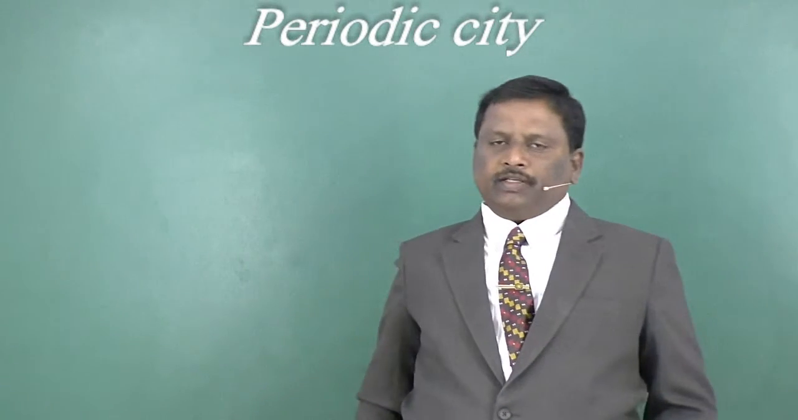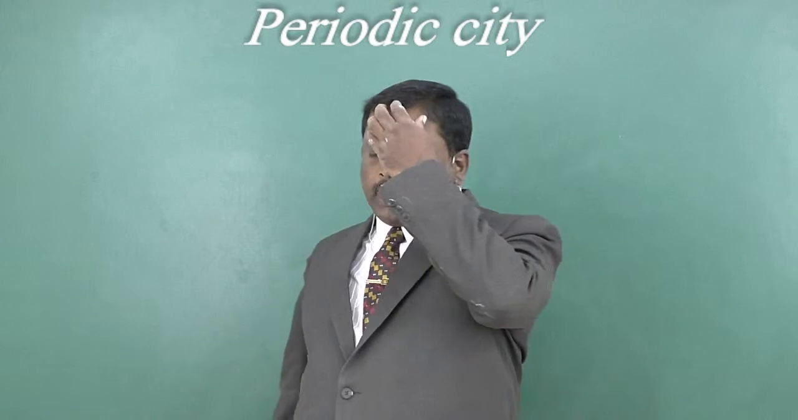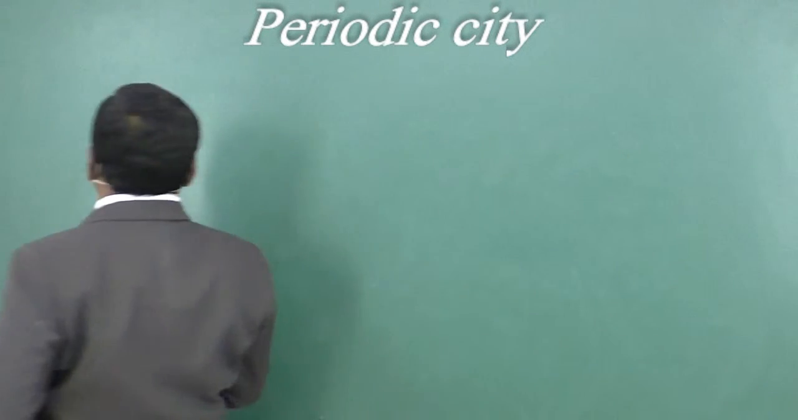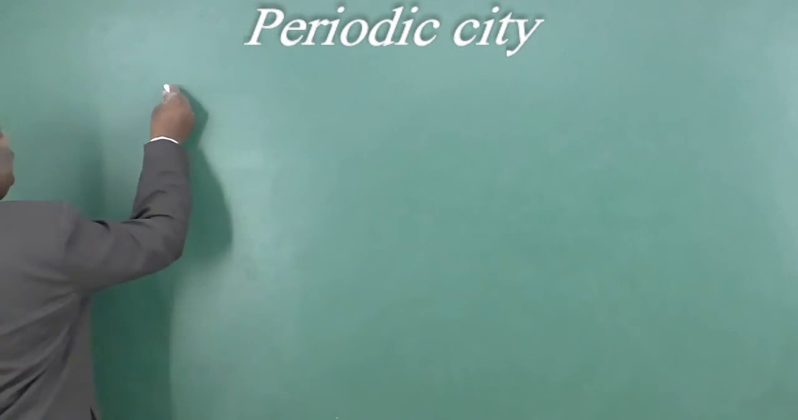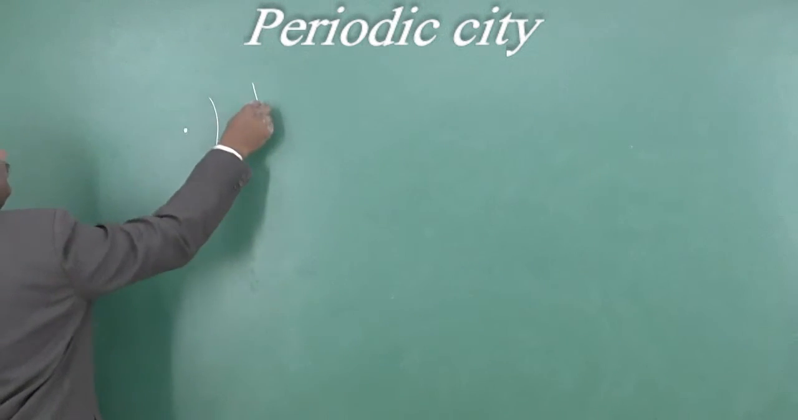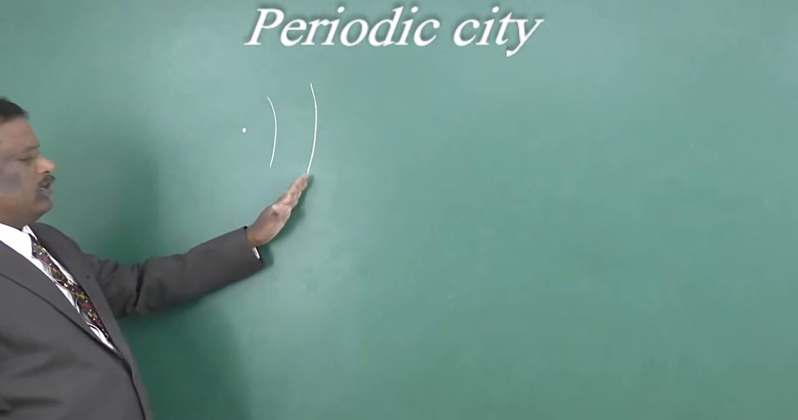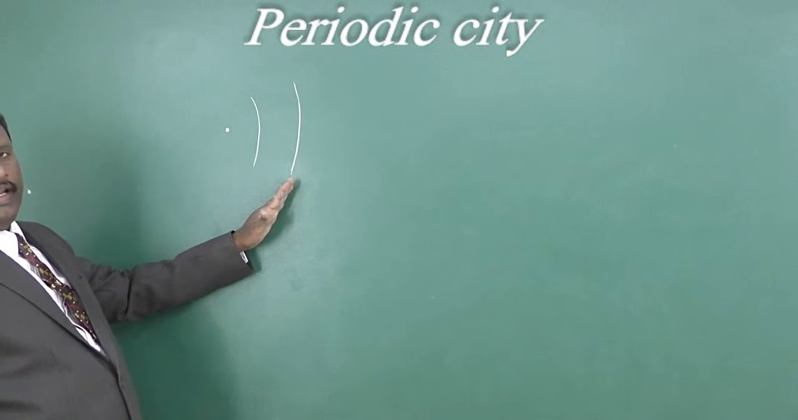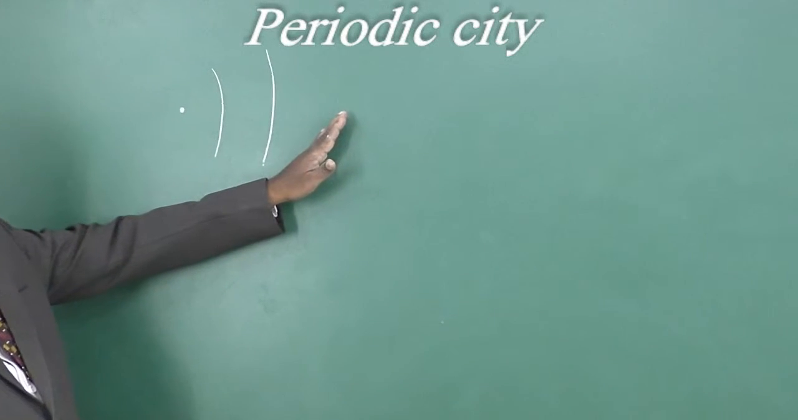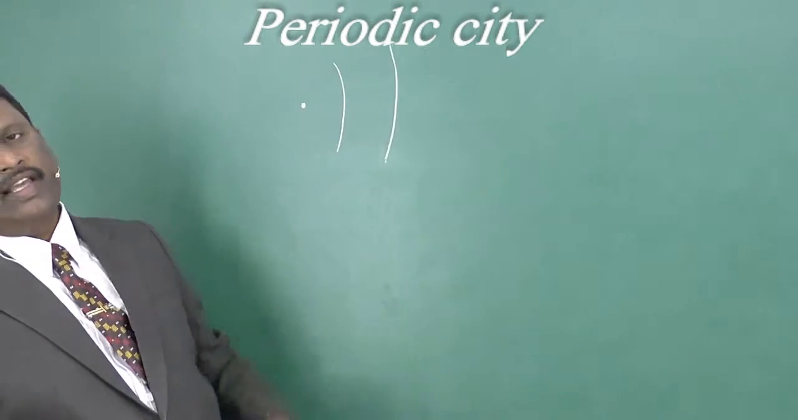Now, periodicity. Along the period, what happens? If you take second period elements, the electrons enter into the second energy level. In any period, suppose it is the second period, electrons will enter into the second energy level. In third period, third energy level. Fourth period, fourth energy level. Fifth period, fifth energy level. Sixth period, sixth, like that.